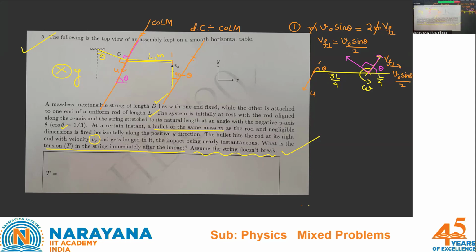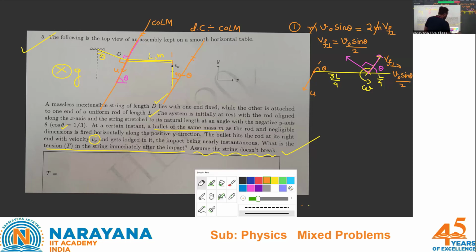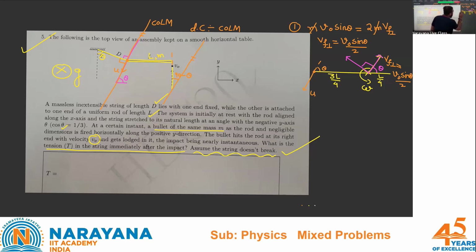Okay. Now I want to write one relation between omega, vf perpendicular and u. And check, if I look into this end point here, what are the terms I am expecting? I'll have a vf perpendicular here, I'll have the second term, and I'll have the third term here, which is omega into 3L by 4. Right?